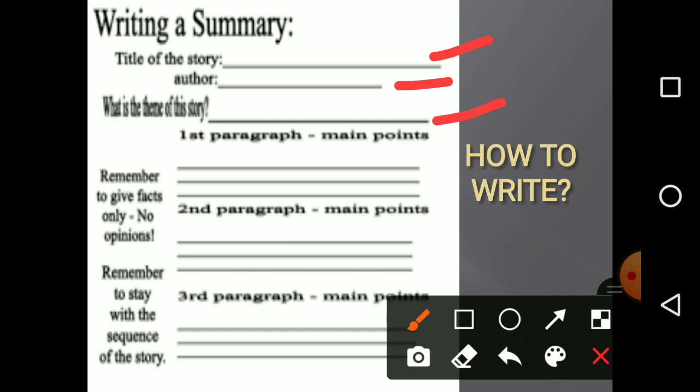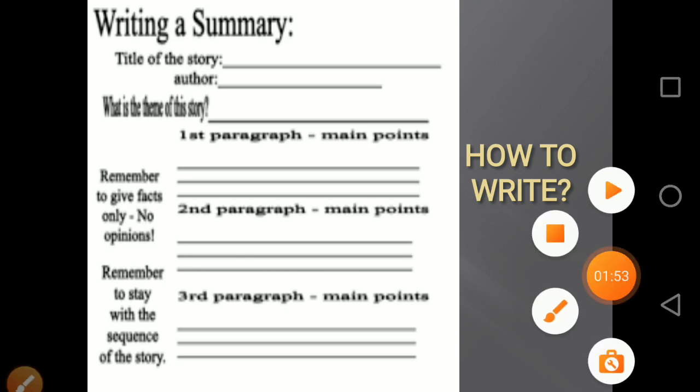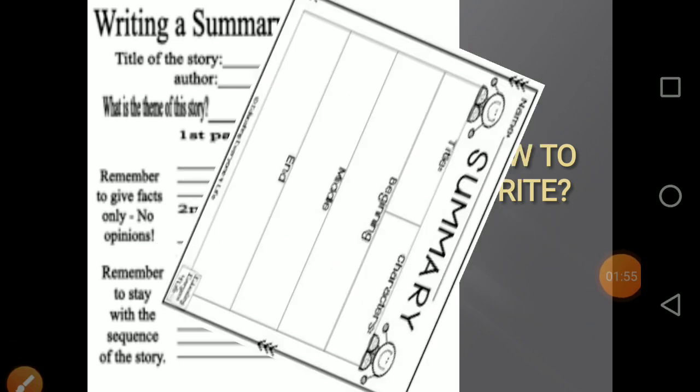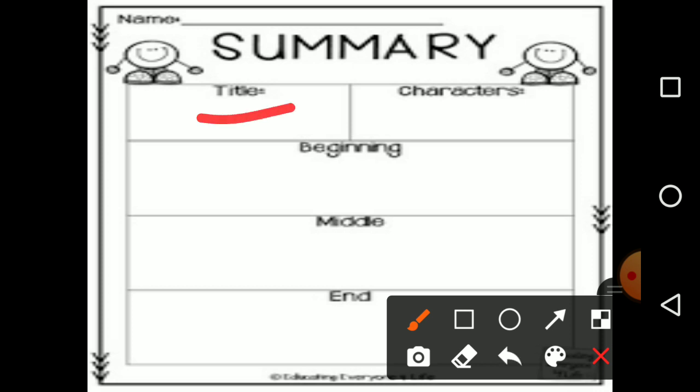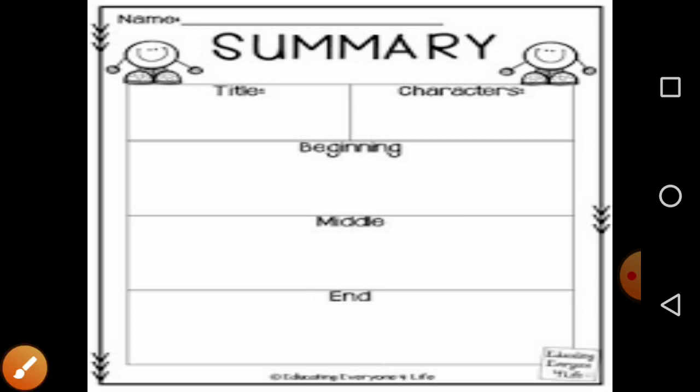Then remember to give facts only, no opinions are required. You are not going to put your own opinion in it. And remember to say what the sequence of the story is. The sequence of the story should remain the same. You can also use this kind of pattern for writing a summary, in which we write title and characters, beginning, middle, and end, and then we can put them properly in paragraphs. This is how you can jot down the ideas.